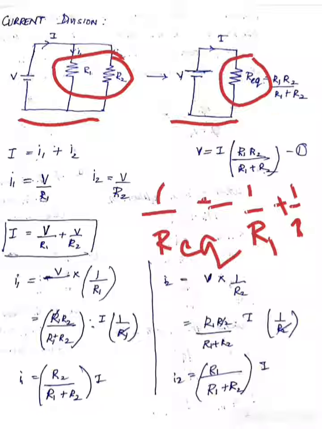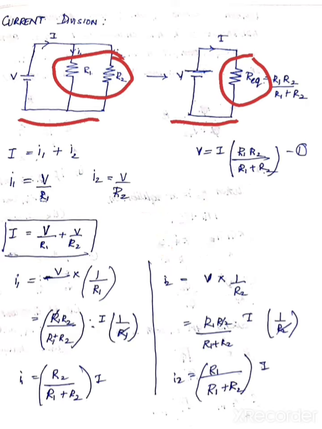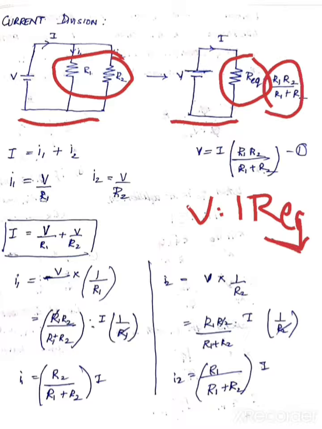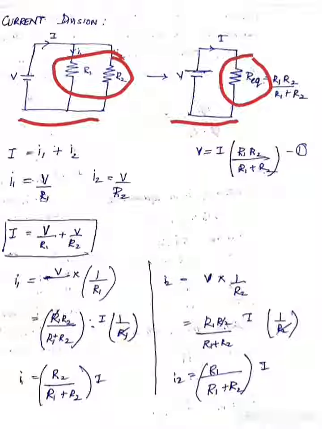So after getting this expression, you have to apply Ohm's law, that is V is equal to I R equivalent, right? Here in place of R equivalent, you are substituting the value which you obtained here, and marking this equation as equation number 1. Now let us move on to the main part of the derivation.